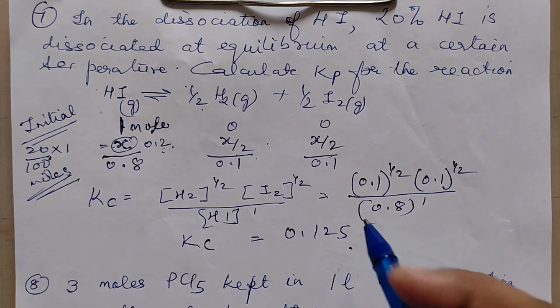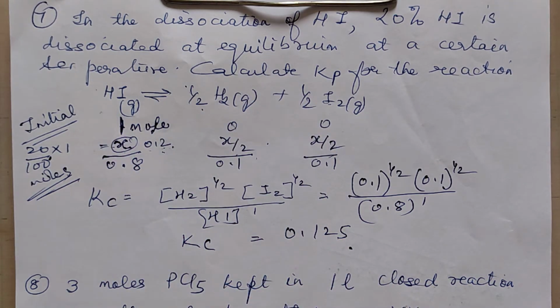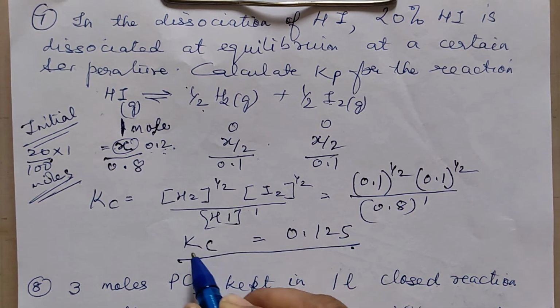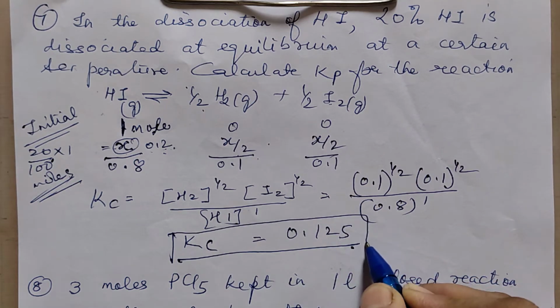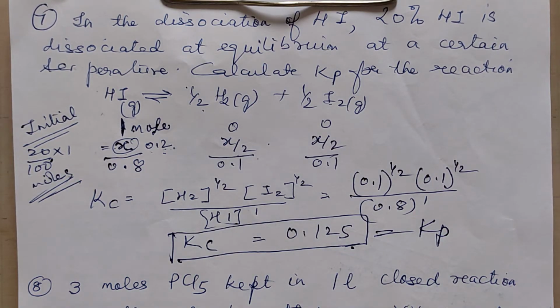No unit. Delta n is 0. This side is 1, and this side also 1. And if delta n is 0, Kc and Kp will be equal. This itself will be Kp. There is no unit for Kp and Kc in this particular question. Got it? Very important question.